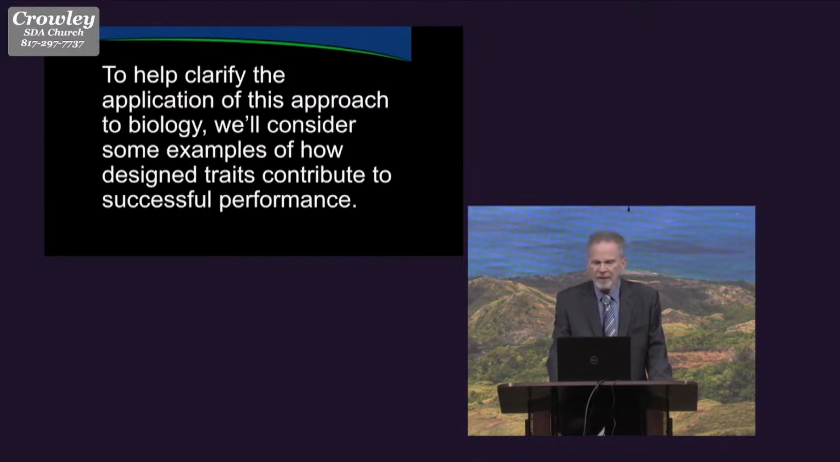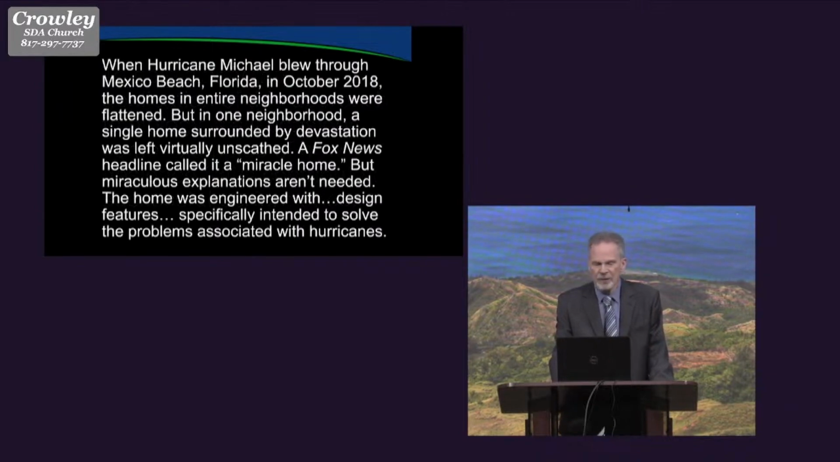To help clarify the application of this approach to biology, we'll consider some examples of how design traits contribute to successful performance. Now, Dr. Galuza wrote an article in July of 2017 about continuous environmental tracking. He mentions this: when Hurricane Michael blew through Mexico Beach, Florida in October 2018, the homes in entire neighborhoods were flattened, but in one neighborhood, a single home surrounded by devastation was left virtually unscathed. A Fox News headline called it a miracle home. But miraculous explanations aren't needed. The home was engineered with design features specifically intended to solve the problems associated with hurricanes.